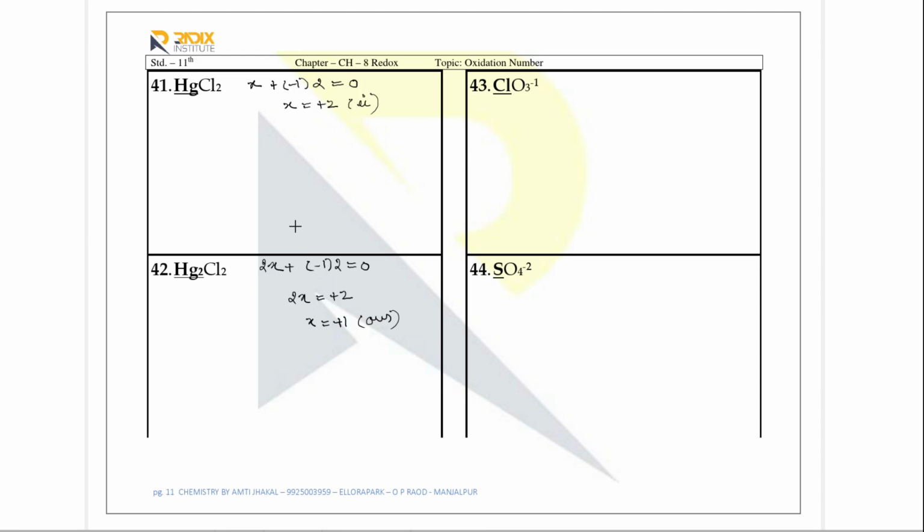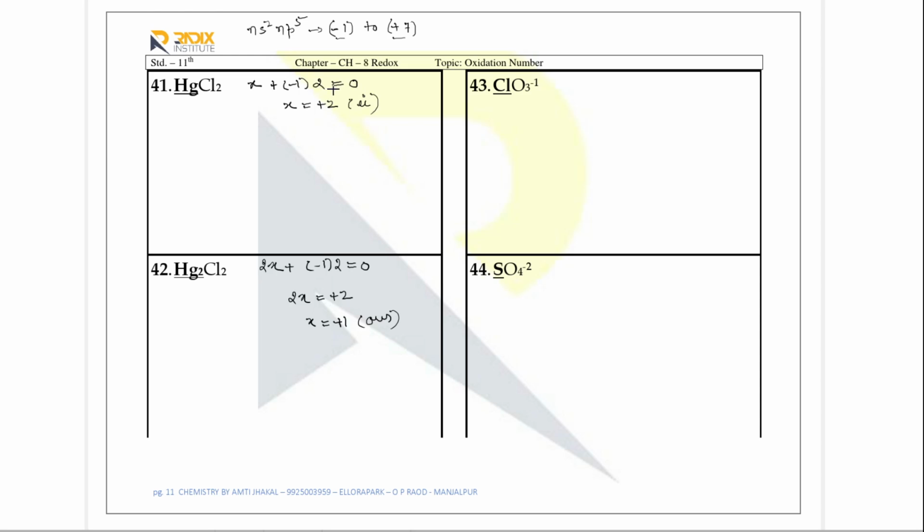Sometimes students ask me the doubt that why you are taking chlorine as minus 1. Because chlorine is a 17th group member, ns2 np5, so its minimum oxidation state means it can accept one electron, and its maximum oxidation state means it can donate 7 electrons. So its oxidation state can be -1 to +7. Then how come you are taking only -1?